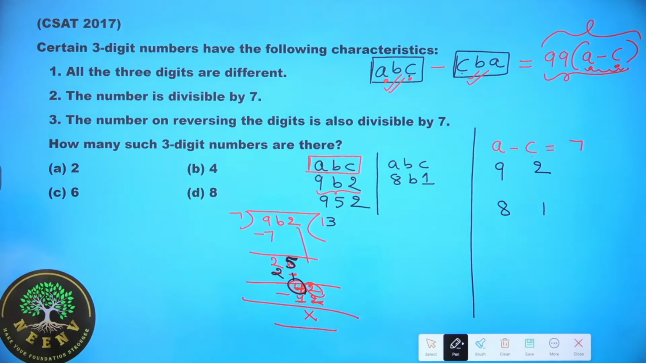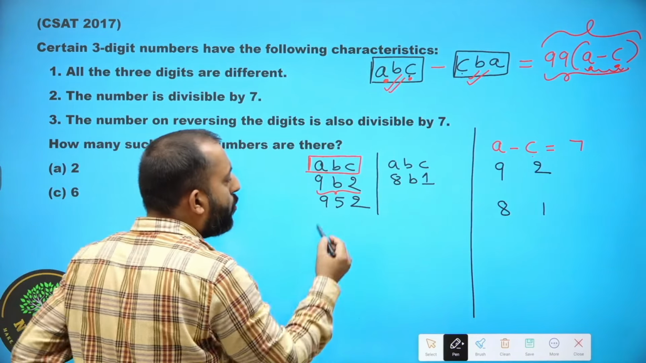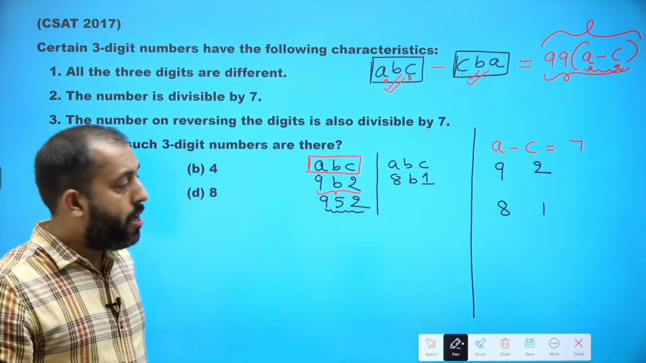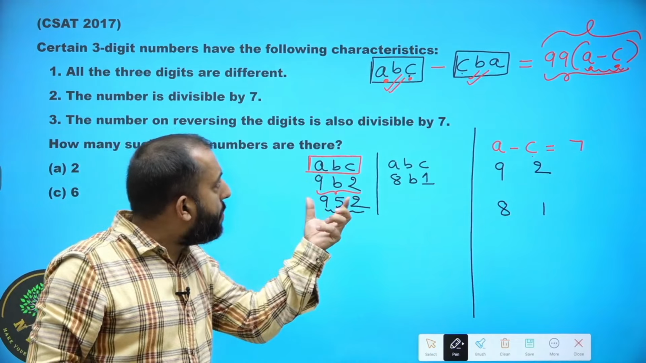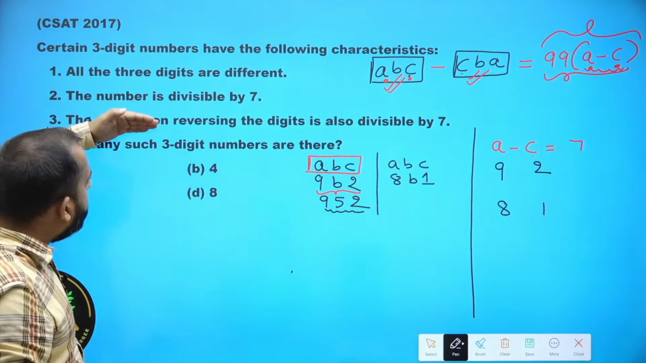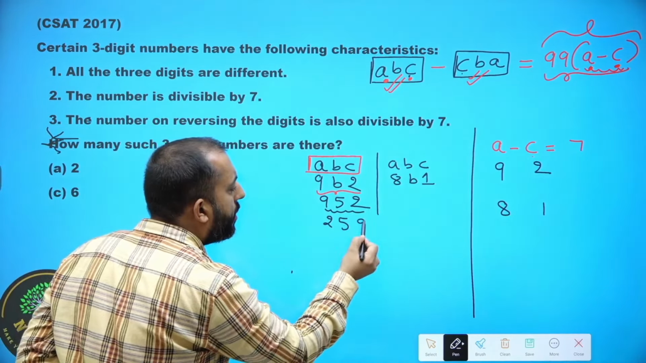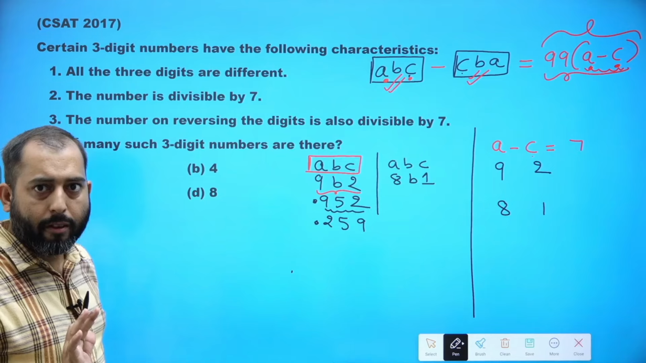B can be equal to 5. I hope this is clear. Now, if you cross check, you will find out that 952 is divisible by 7. Since we have created this number by following all these conditions, if I do the reverse, 259, then this should also be divisible by 7. You can cross check.